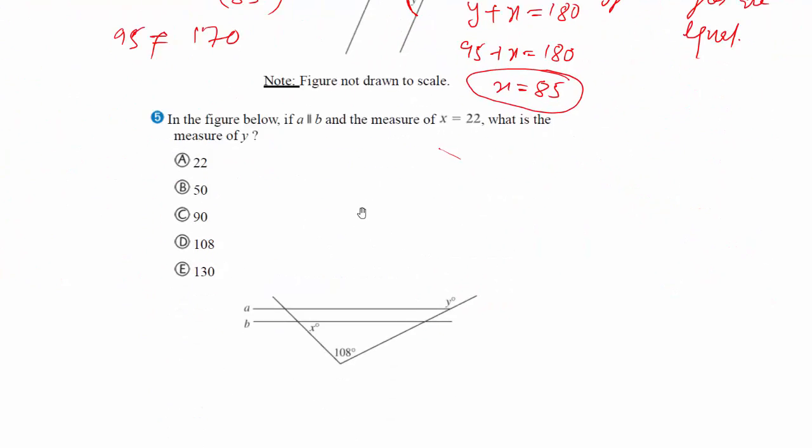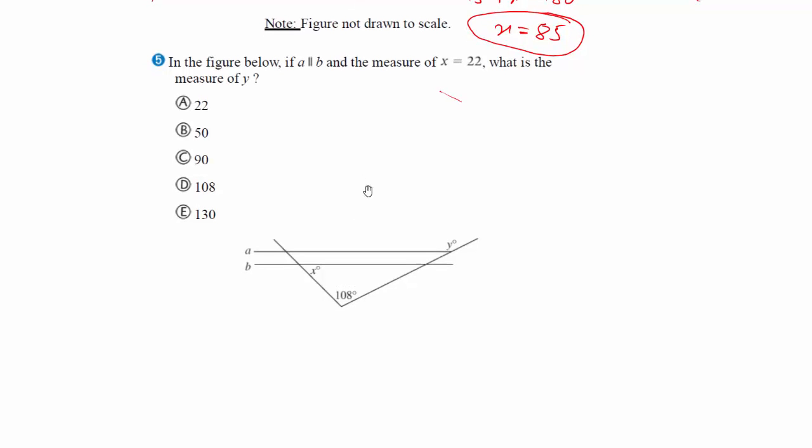Now let us move to question number 5. In the figure below, here also the figure is not drawn to scale. If A is parallel to B, so there are two parallel lines, and the measure of x is 22, so this smaller angle here is 22. What is the measure of y? So this bigger angle.